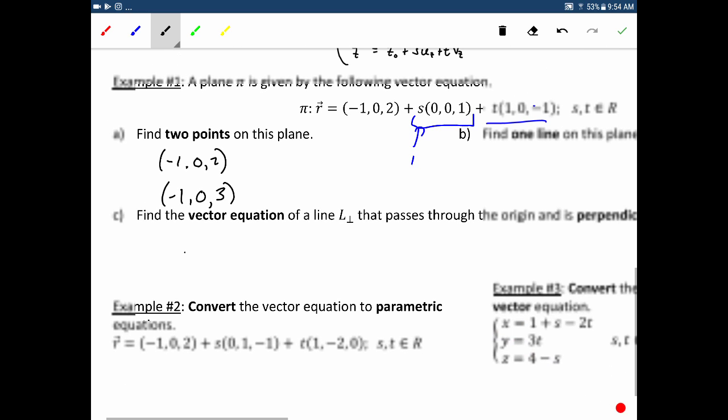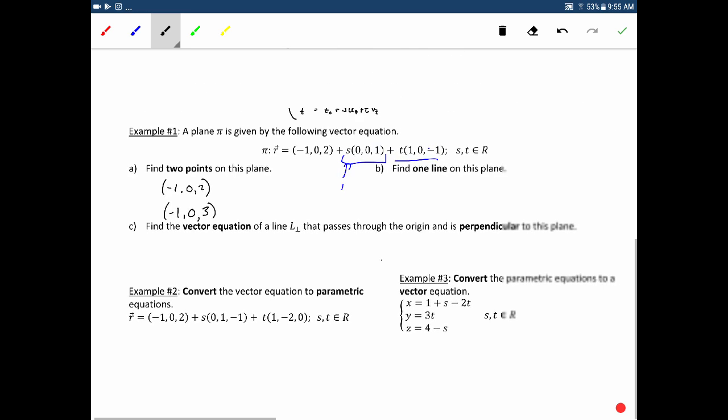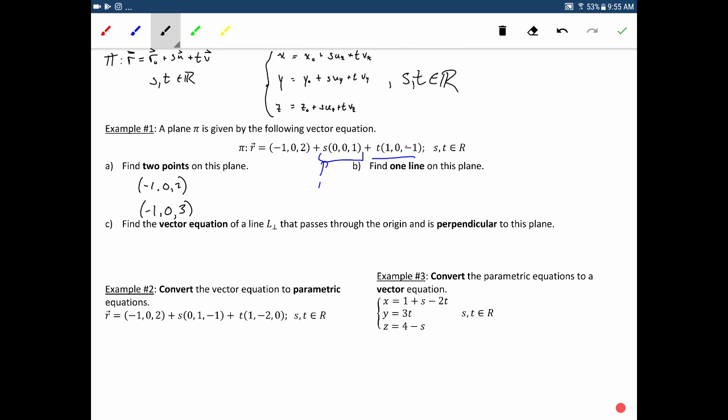But there's an infinite number of points we can have here. We just have to let s and t equal something other than 0, and it can be anything. It can be any real number. It doesn't even have to be an integer, and we're good.